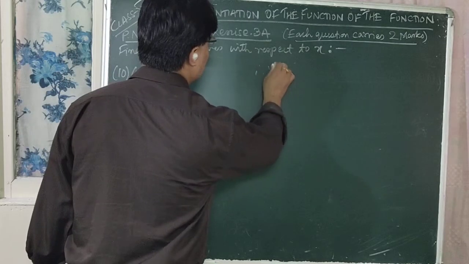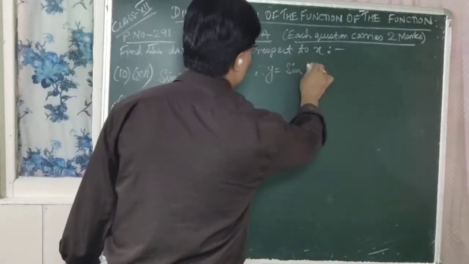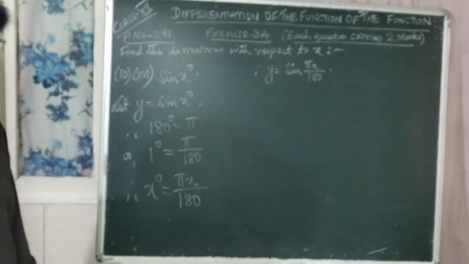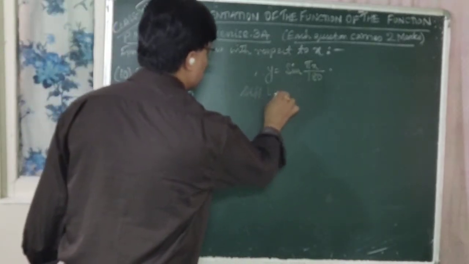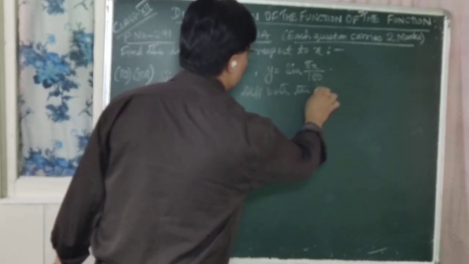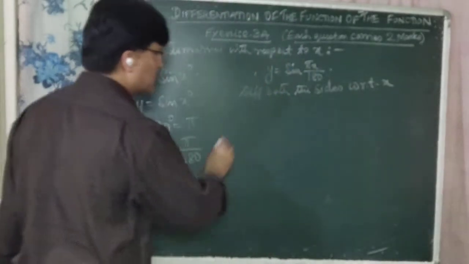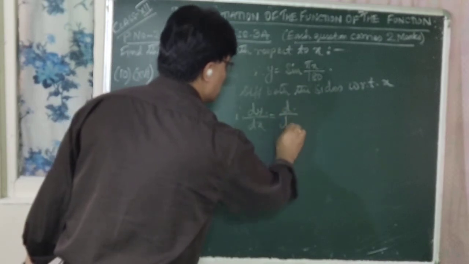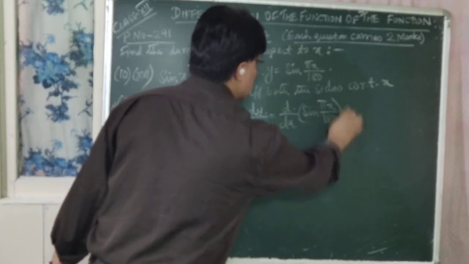So therefore, what is y equal to? This is your sine. What is x degree out here? X degree means pi x by 180. It is pi x divided by 180. Now you can differentiate it with respect to x, right? So write down, differentiating both the sides with respect to x. So therefore dy by dx is equal to d by dx of sine pi x by 180.